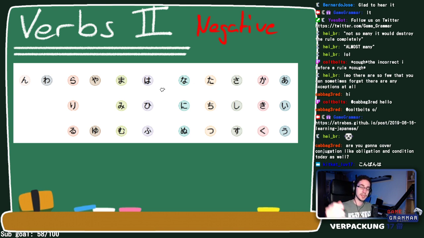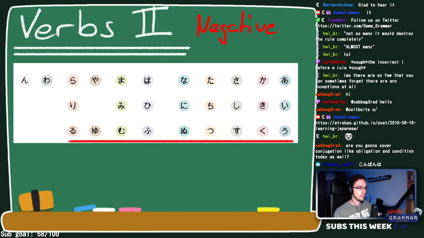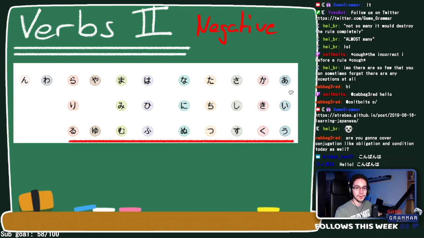To conjugate the negative, we are going to have to do what you could say is a vowel shift, so to speak. And that vowel shift is going to be from the u-gyo. U-gyo, again, I mentioned this last week. The u-gyo is the row where all the u vowel kana are, right? Everything here has a u as a vowel. And then we're going to shift it to the a-gyo. So a-gyo is the kana row where every vowel is an a.